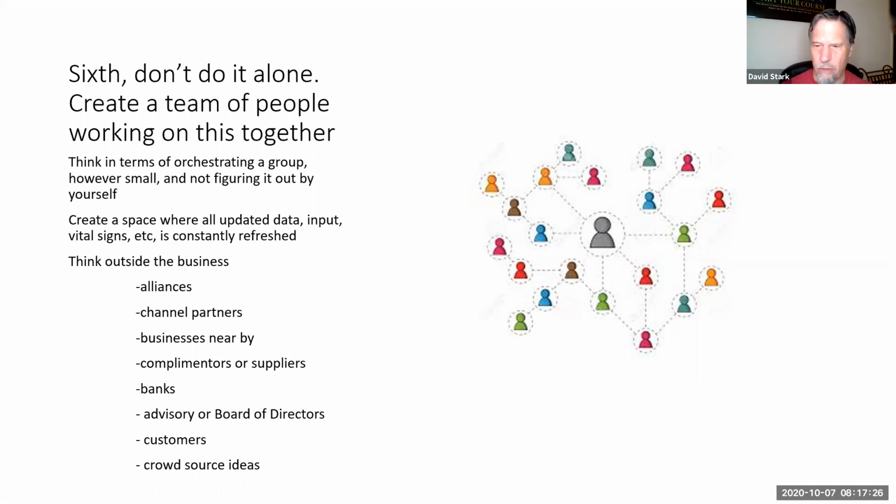Then think outside the bounds. So are there alliances we can make right now that would help both sides? Maybe there are channel partners that some kind of relationship could help both of us. Businesses nearby. So if I've got 4 or 5 stores in the same parking lot area, all fighting with the fact they can't come in the stores, how can we go out to them together? Are there ways that I can work with the complementers to my business or the suppliers in the business to better work towards solutions? Obviously, banks. In some cases, are there ways that we can get either emergency funding or ways to recapitalize parts of the business?